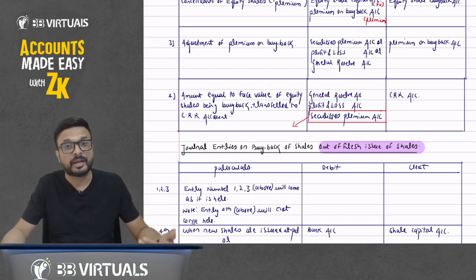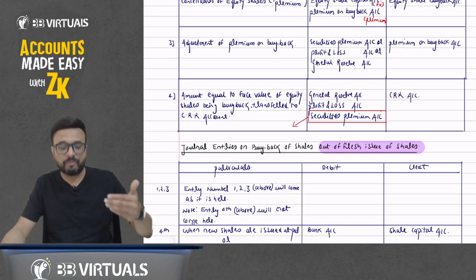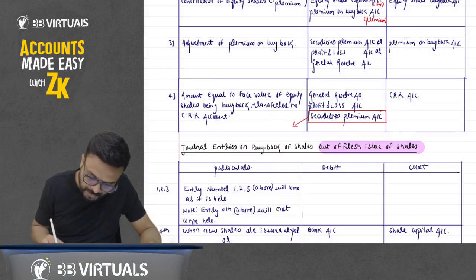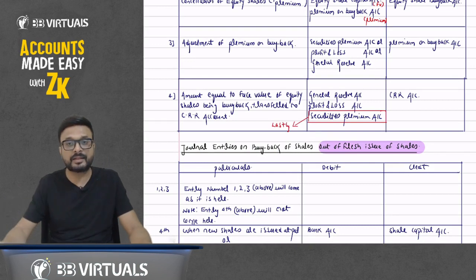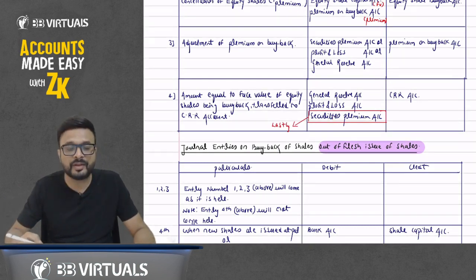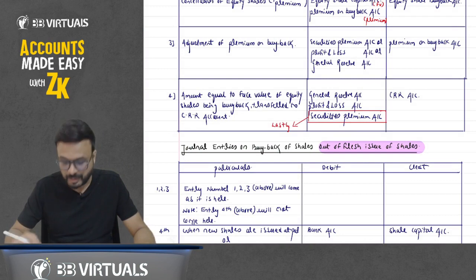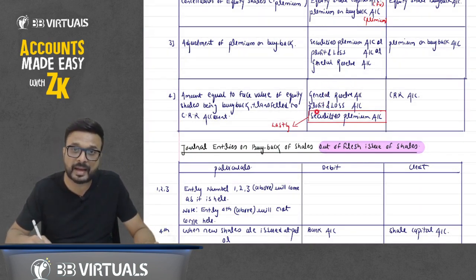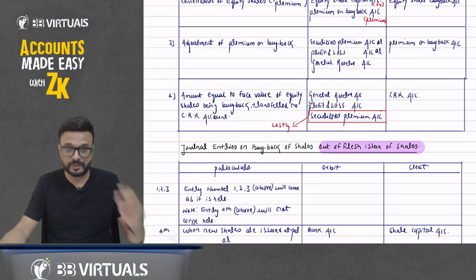What do I mean by last resort? First they give preference to general reserve and profit and loss account. If they don't have balance in general reserve and profit and loss account, then lastly they utilize securities premium account. So don't give preference to securities premium account. First give preference to general reserve or profit and loss account. Only if you don't have balance there, utilize securities premium account.